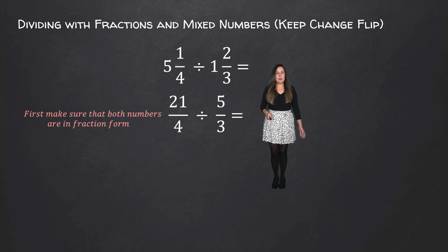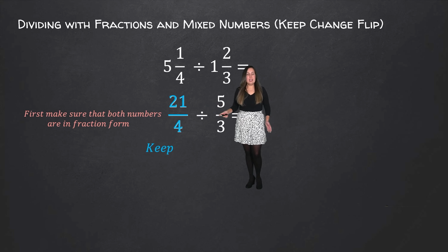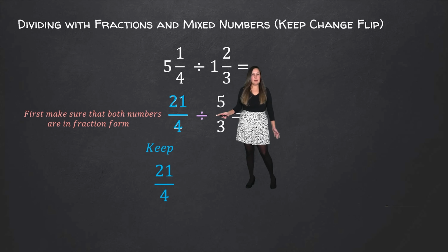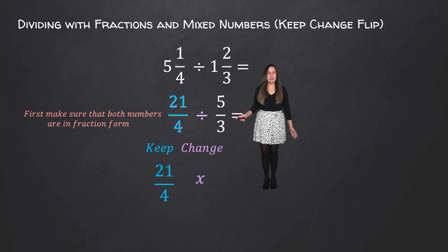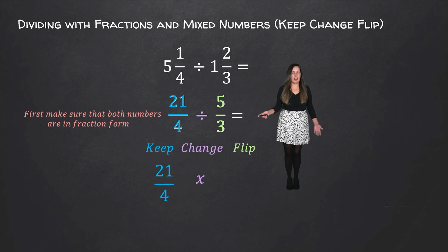So for keep, we're going to go ahead and take 21 over 4 and keep it just the way it is. So we'll rewrite 21 over 4. We're going to take the division symbol and change it to multiplication. And then we're going to take our last fraction, which is 5 over 3, and flip it. So essentially, we're finding the reciprocal of 5/3, which is 3 over 5.